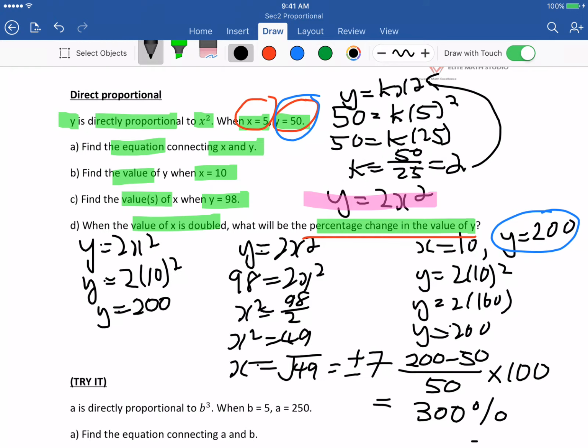300%. The answer is actually just 300%. Okay, can? Quite simple, I think. So for this question, just remember that you must always, every time you talk about direct proportionate, be k times something. Just like that. Okay, can?